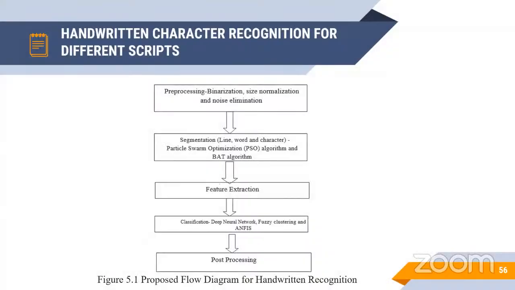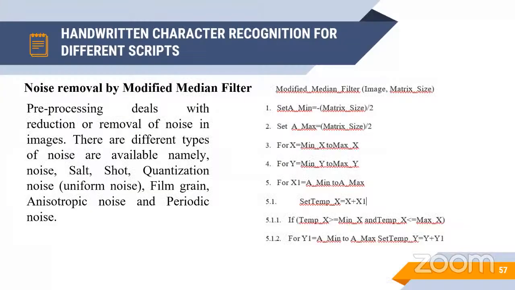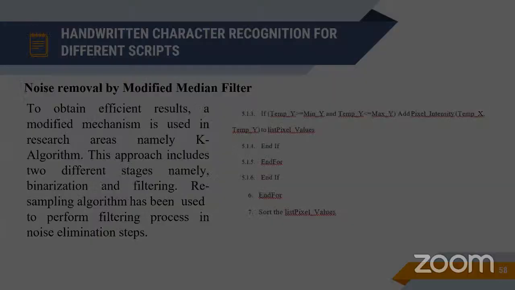In handwritten Hindi character recognition, the pre-processing, segmentation, feature extraction, classification, and post-processing techniques are there. For noise removal, I have used the modified median filter, where the set is A max and the matrix size divided by 2. If both the mean and the max size are more than the median, the median filter is used for the modification.